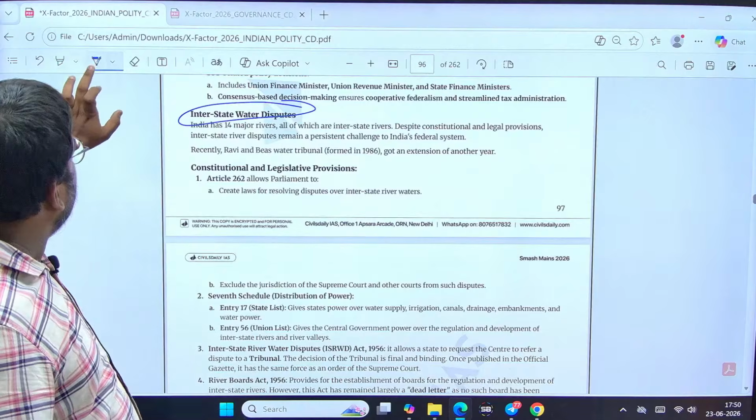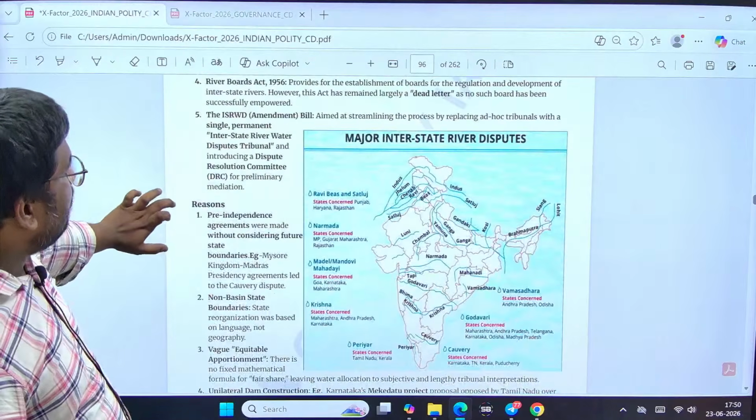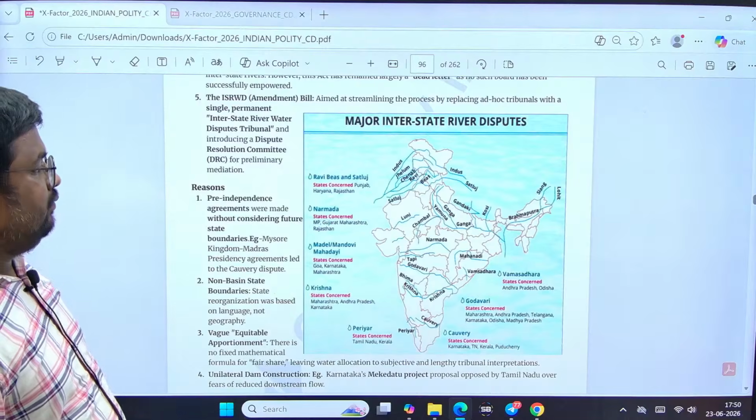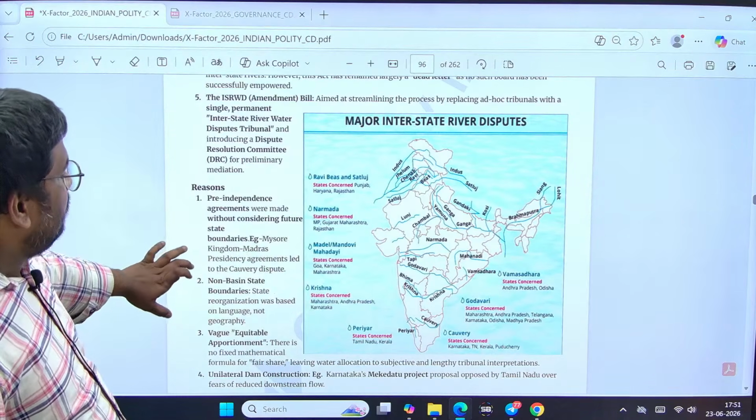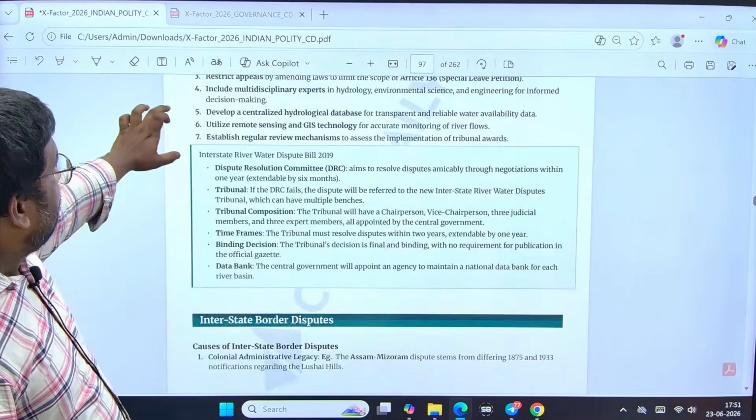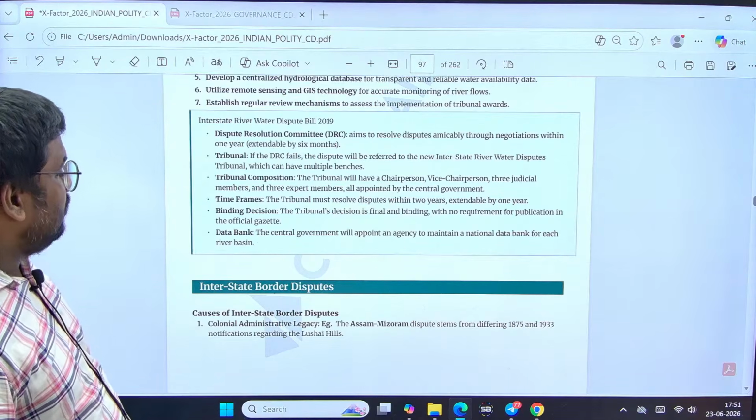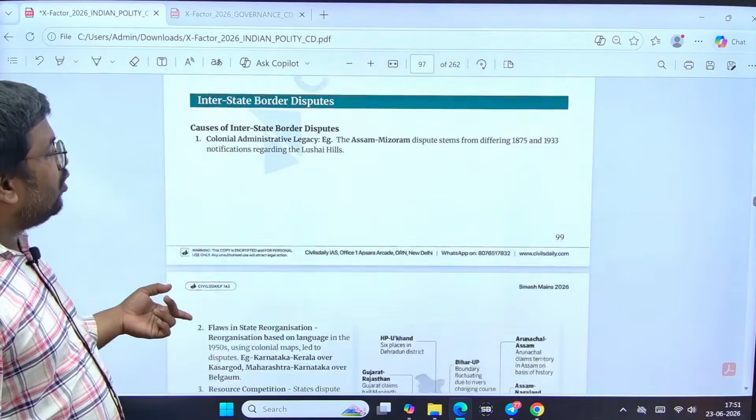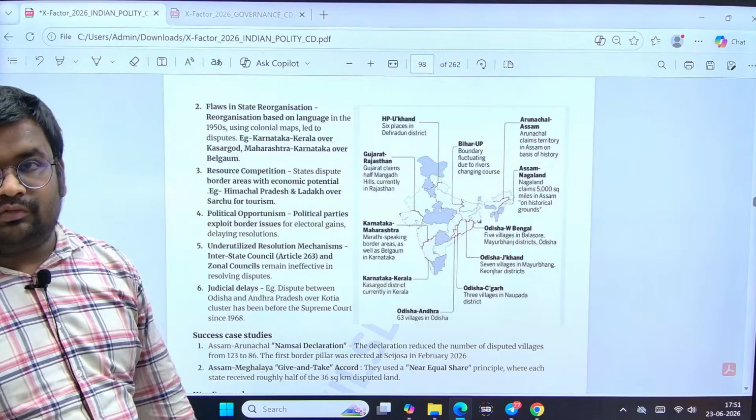And related to this, if you look at the current affairs, here we have given you the map with respect to the disputes, so you can simply highlight the disputes. And related to that, this is the bill on which you can get a question, right? Then border disputes, again for border disputes we have given you the map also, okay?